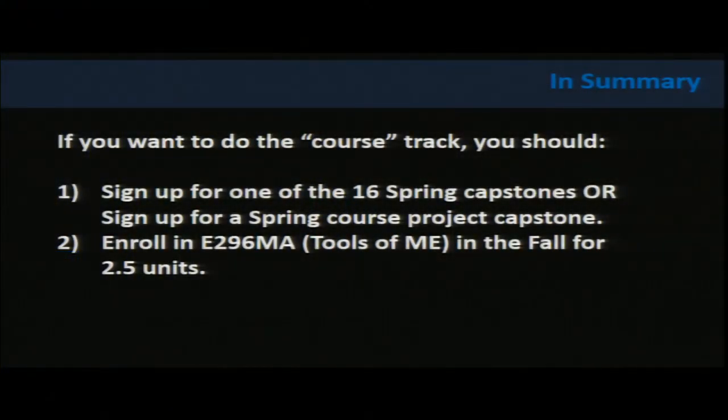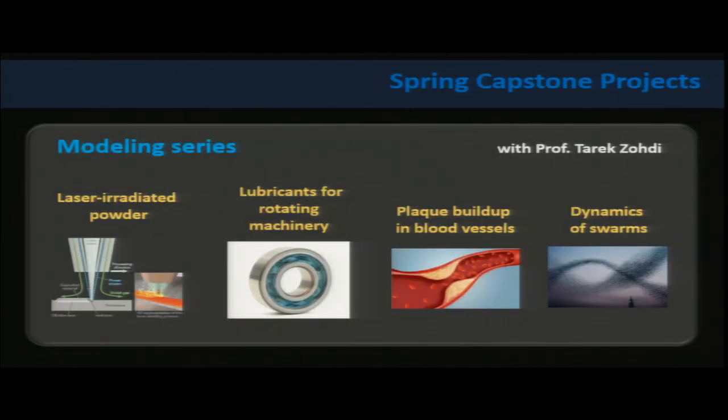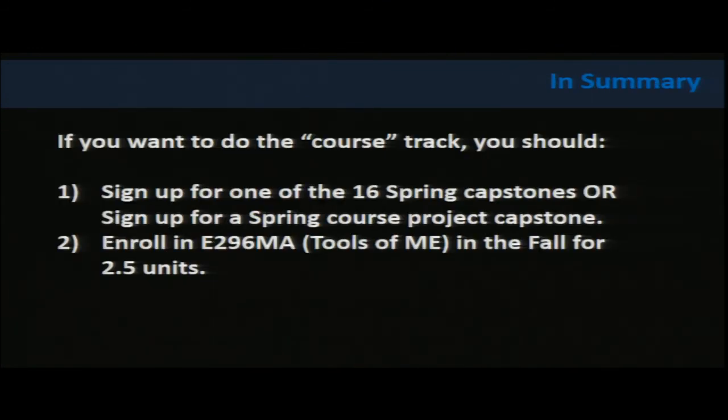In summary, I want to say that if you do want to take this course track, what you should do is sign up for one of those 16 spring capstones, or sign up for one of the 6 projects associated with ME 235 and 246, and then you'll be in. You need to then enroll in E296MA in the fall for 2.5 units.